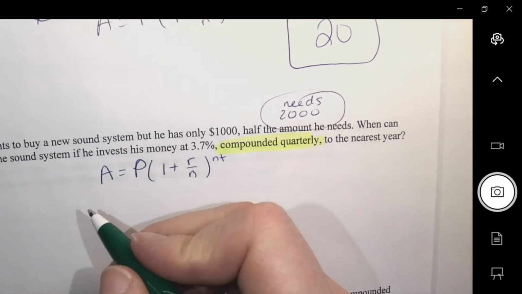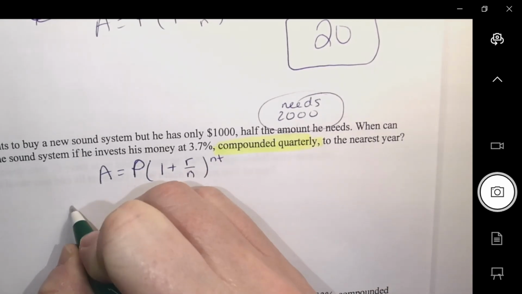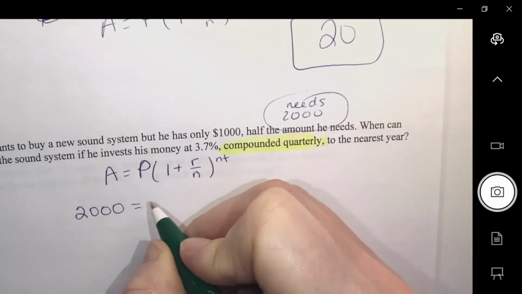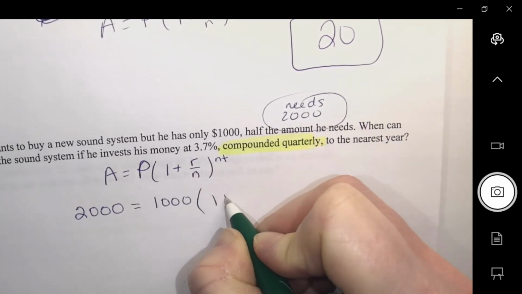Okay, so the A is the final number. So what money do I want to end up with? 2,000. Principal, I started at $1,000.